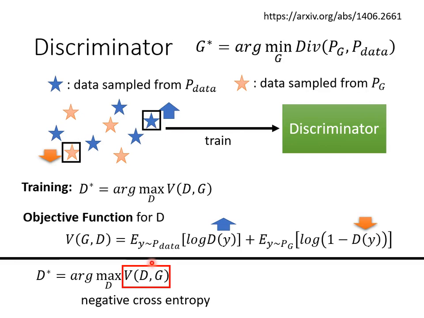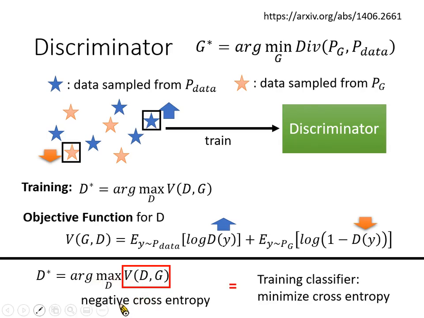The author of GAN believes the discriminator has something to do with binary classification. How to say? This objective function is cross entropy multiplied by -1. Our objective in training a classifier is to minimize cross entropy. When we maximize this objective function, maximizing cross entropy with a negative sign is equivalent to minimizing cross entropy. It is equivalent to training a classifier.